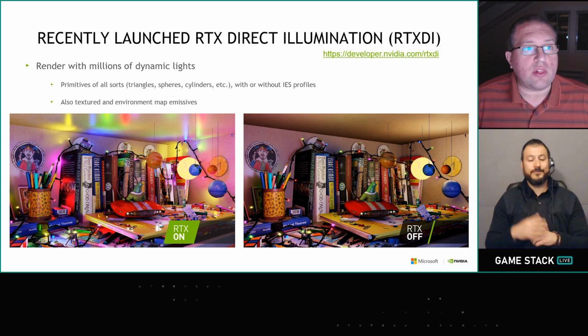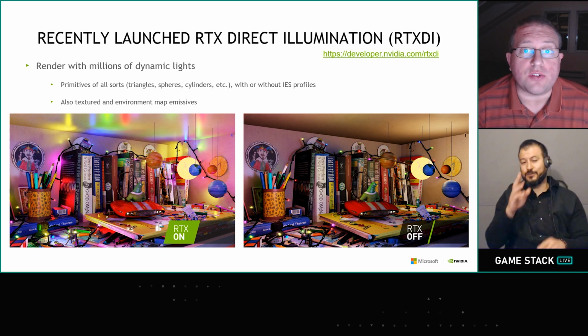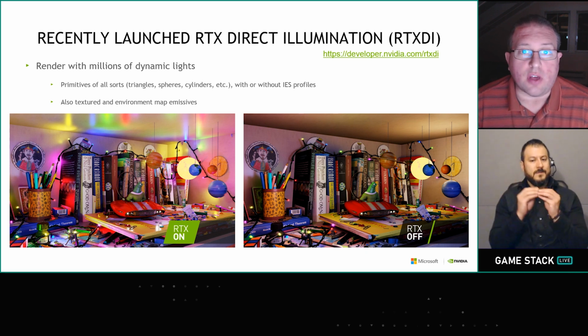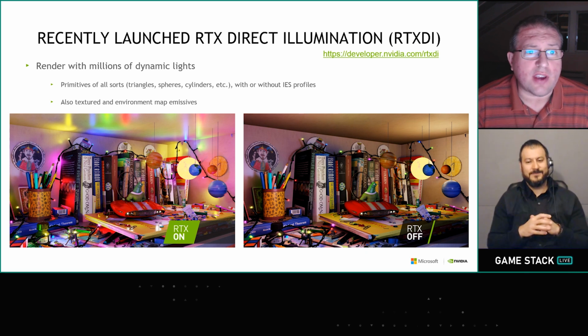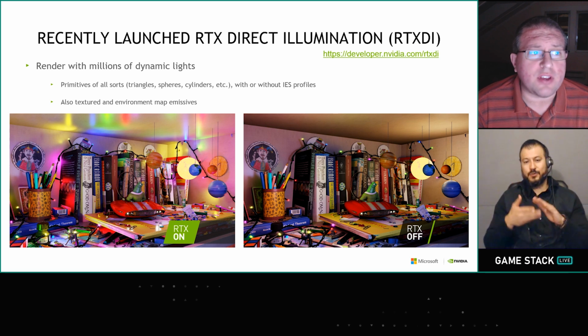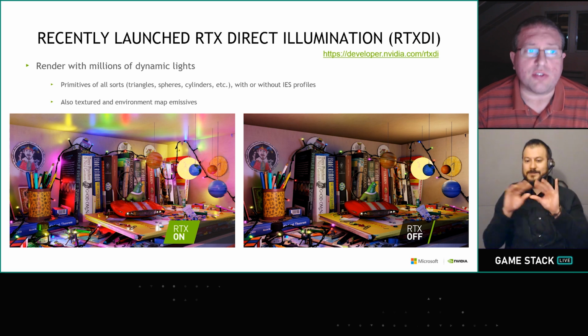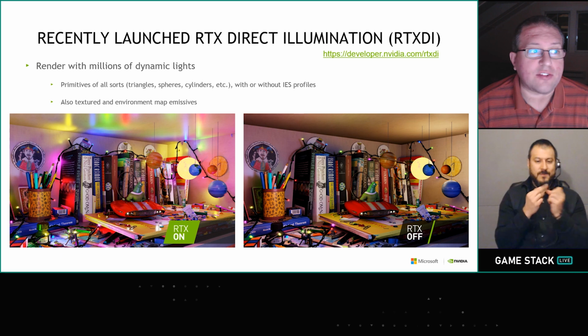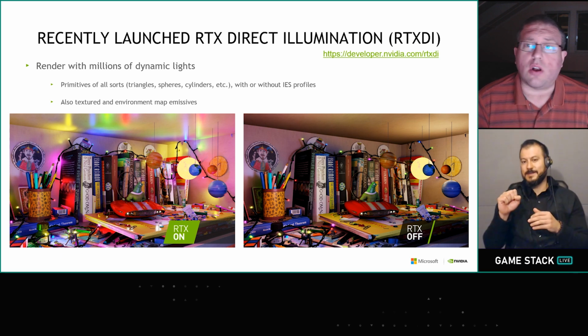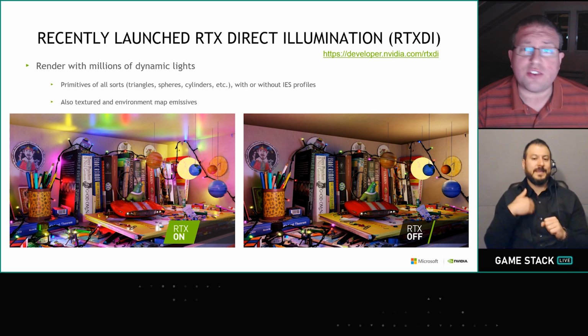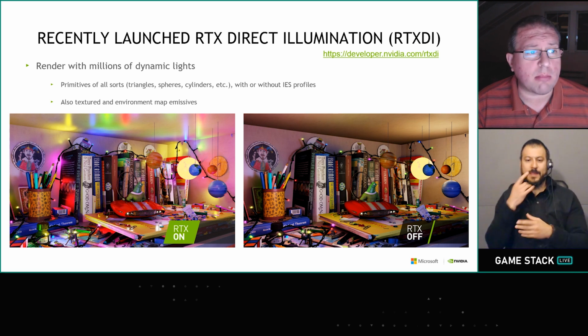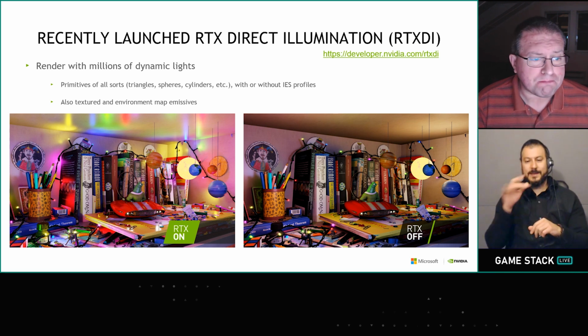So recently we launched RTX Direct Illumination, also known as RTXDI. You can find more information on our developer web pages here. The idea of this SDK is it allows you to render millions of dynamic lights with primitives of all different sorts, with or without IES profiles on these lights. You can also have your emissives textured, and the light probe, the environment map, can also emit light as well.